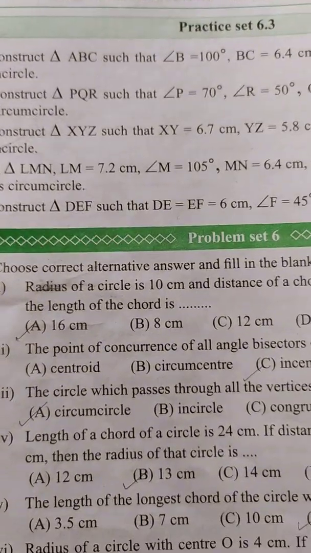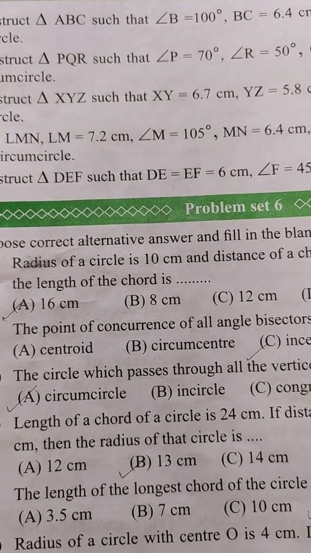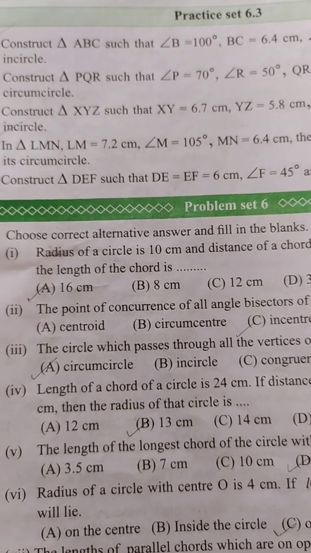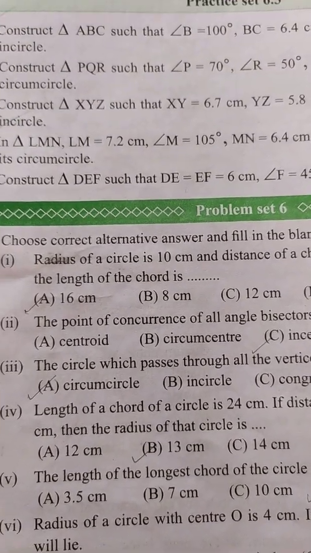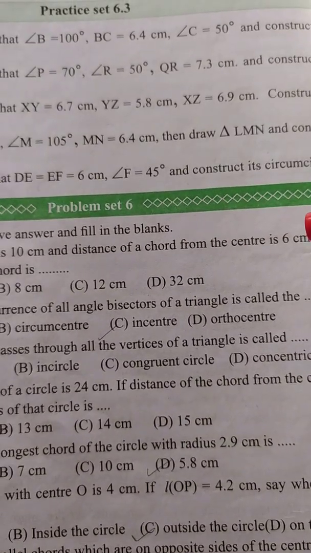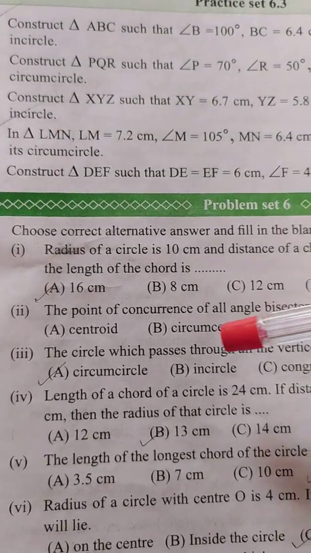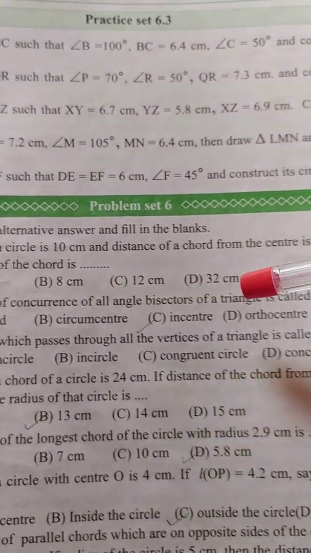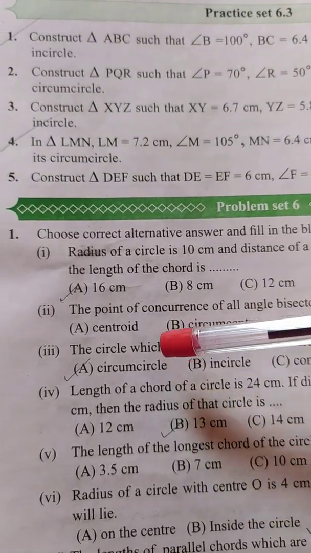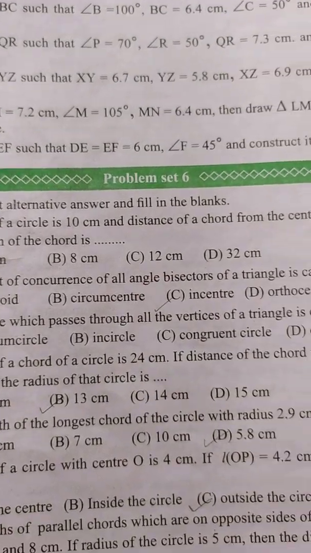In your question paper, when you get questions like this, you need to write the correct alternative. Now, for example, in this case, you are going to write the answer as capital A. Second, the point of concurrence of all angle bisectors of a triangle is called the incenter. That is option C. Third, the circle which passes through all the vertices of a triangle is called circumcircle. Option A.